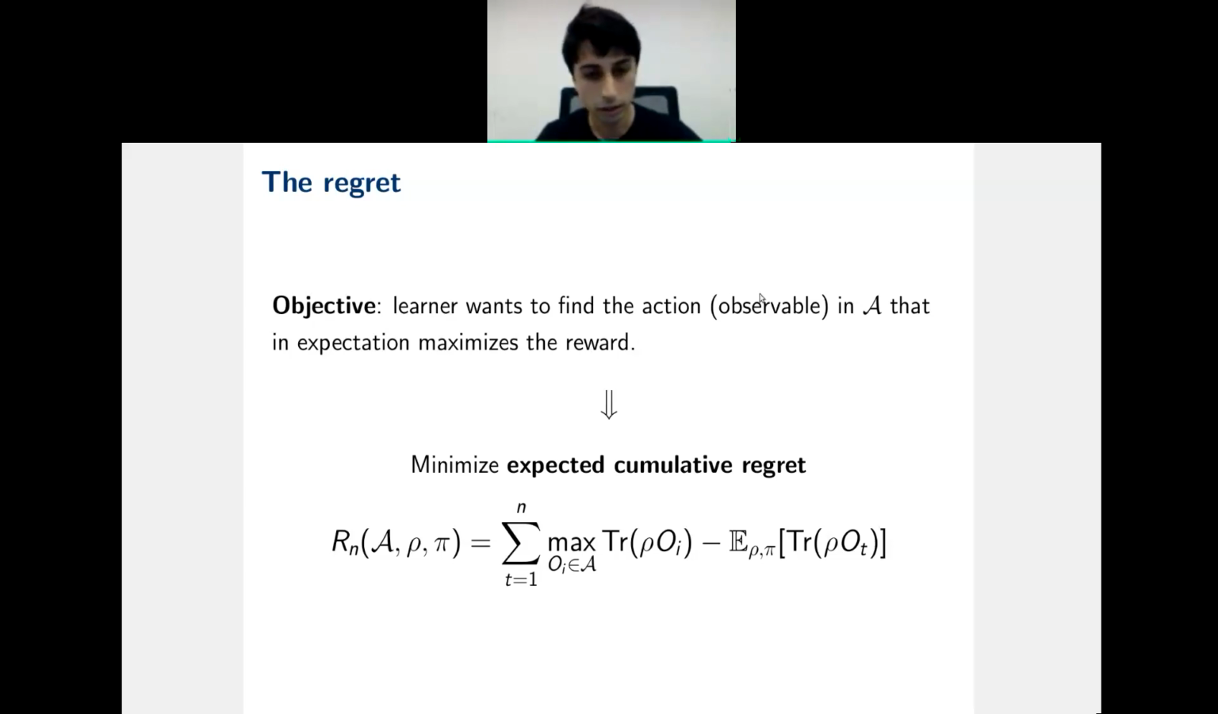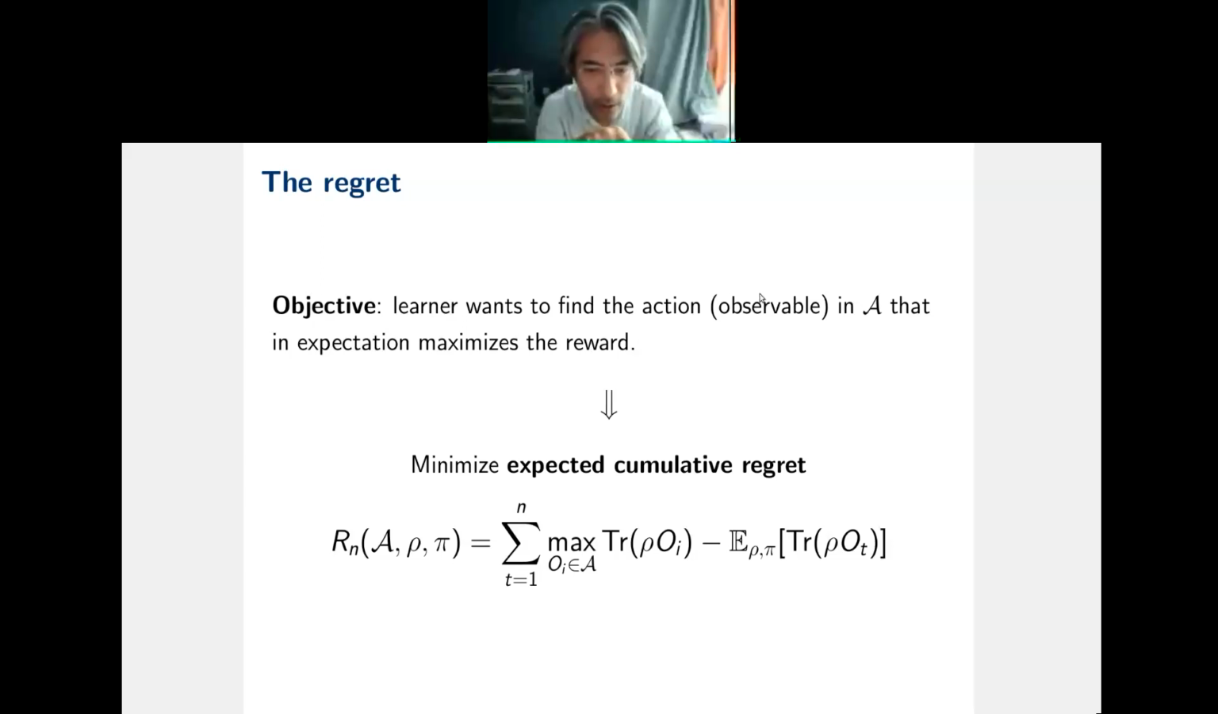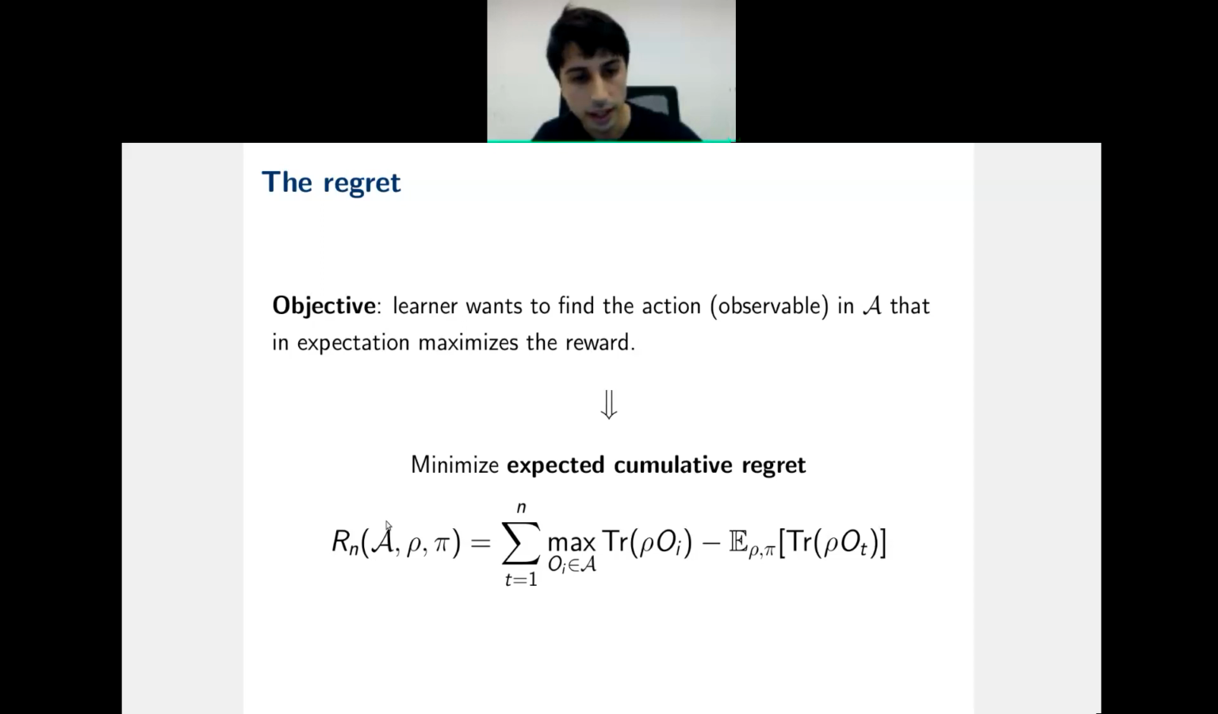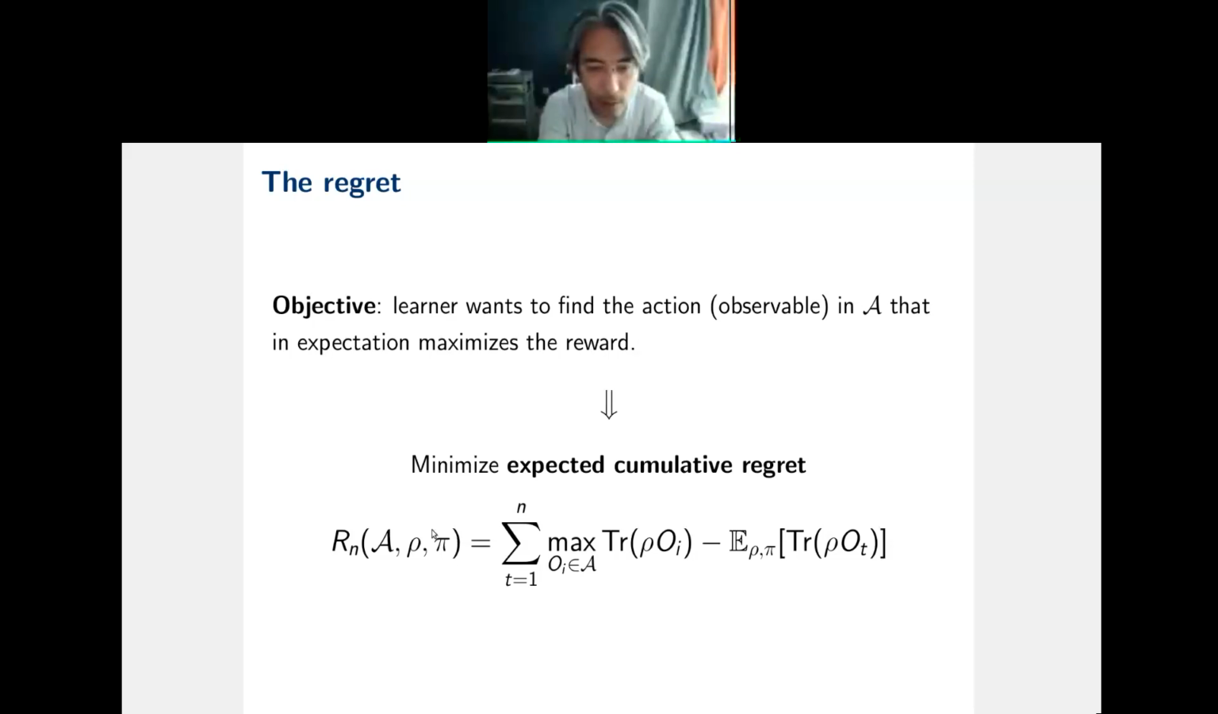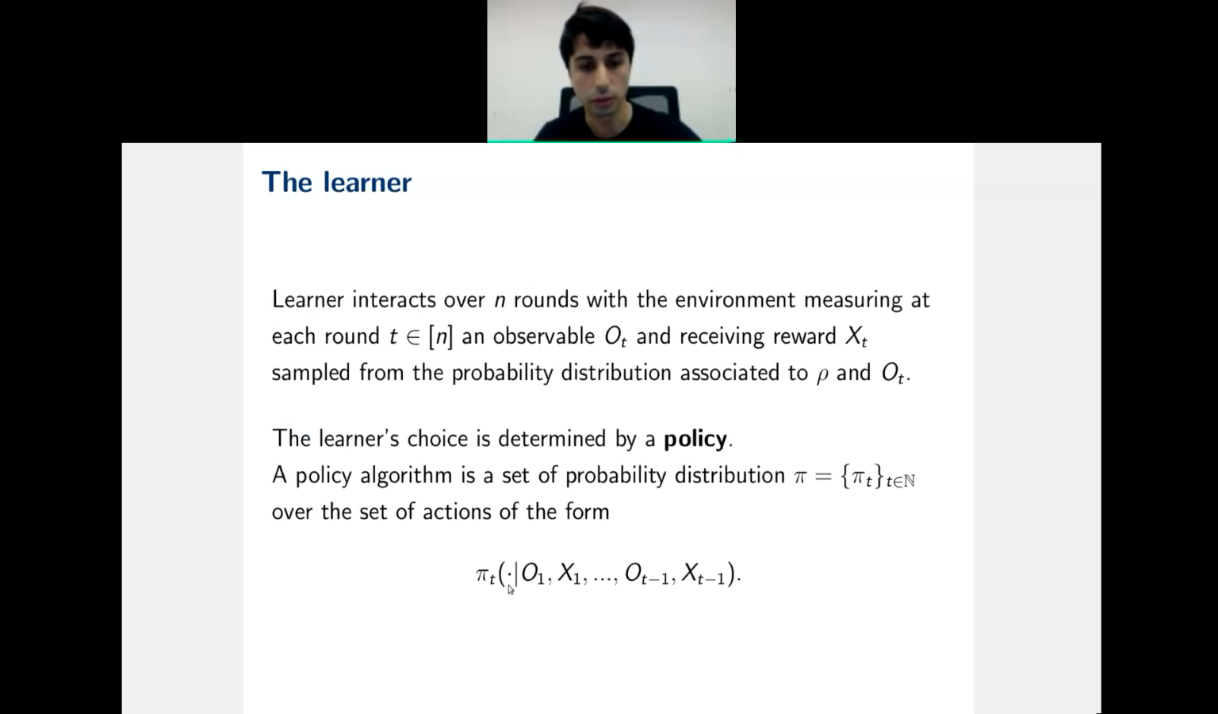I cannot understand. So what is A? A is what kind of set? Calligraphic A. What is this? This is the action set, so the set of observables. It's just an argument over the set of possible observables over which you are quantifying this regret. What is pi? Pi is the strategy. It's the probability distribution associated to the learner, the strategy the learner follows to select the observable at each round.